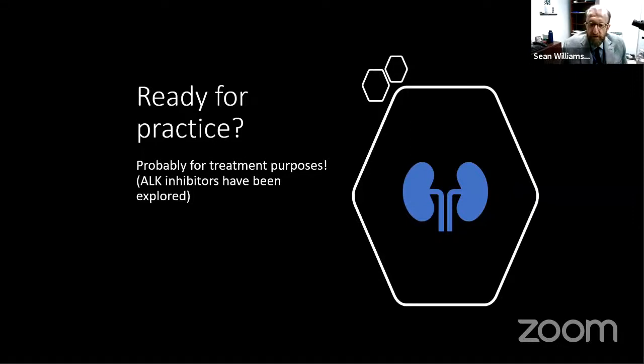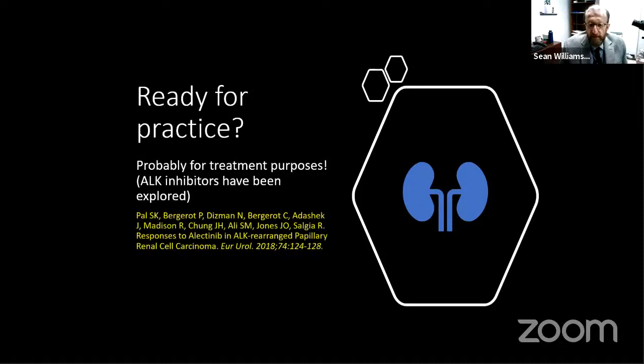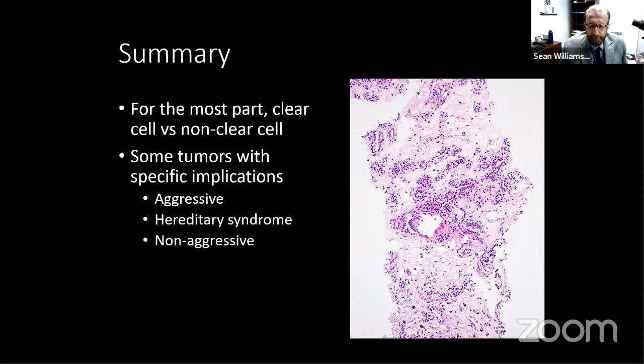However, for treatment purposes, it might be relevant. Some studies have suggested that treatment with ALK inhibitors may be useful for these patients. So I think it is worth trying. If you have an unusual renal cell carcinoma, particularly in the metastatic setting, where the tumor is not fitting cleanly into a specific diagnostic entity, the possibility of considering ALK rearrangement renal cell carcinoma might be worthwhile.